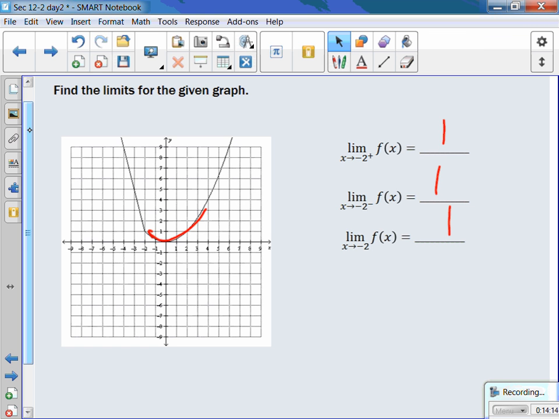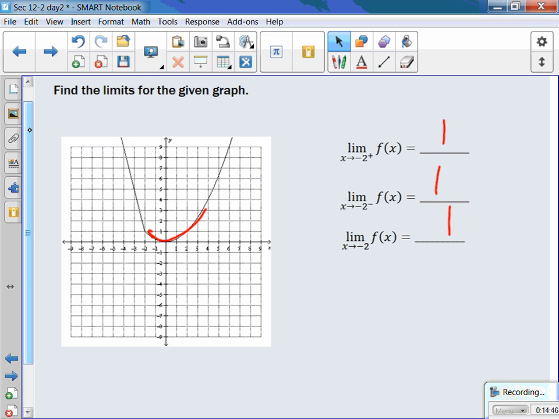Can you help out? Absolutely. Since they're both 1, coming from the left and coming from the right, if they are that exact same number, that is my limit. If they're not that same number, there is no limit. If they are the same number, that's my limit. So, again, when finding limits, it's all about one-sided limits. If the two one-sided limits, the right and left, are the same, I have a limit. Questions?